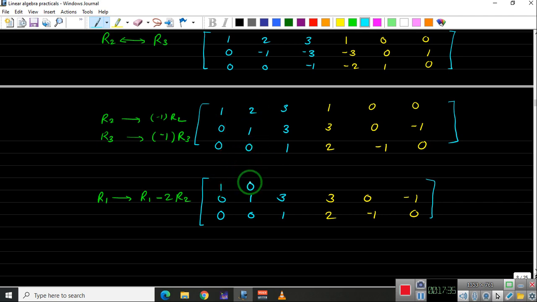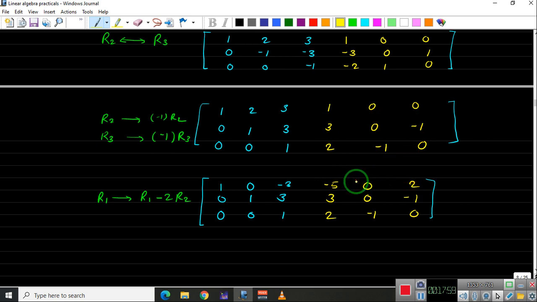2 minus 2, this will be 0. 3 minus 3 into 2, 6, so this is -3. Okay. And similar calculation this side: 1 minus 6, that will be -5. 0 minus 0 will be 0, and 0 minus plus 2, so 2.